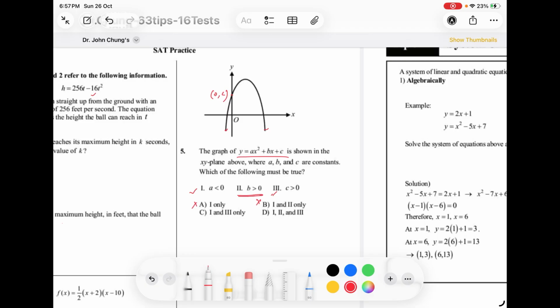Now for option 2, to check whether B is positive or not, I will see the vertex. Where is the vertex lying? Here. It means the x coordinate of the vertex, minus B by 2A, is positive, right? Because H is positive here, because it's lying in the first quadrant. So minus B upon 2A is positive, and A is negative, so 2A is also negative. So negative B upon negative is positive. I will cancel negative and negative. I will get B as positive. It means 2 is also correct. So C is ruled out. Option number D is the correct choice.